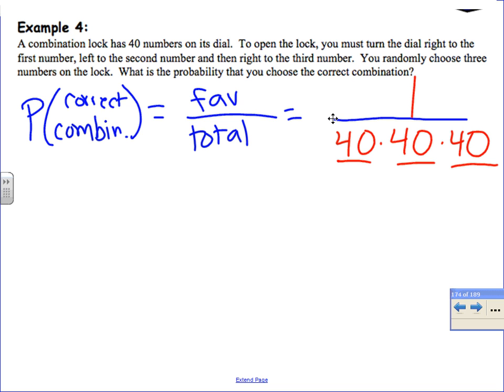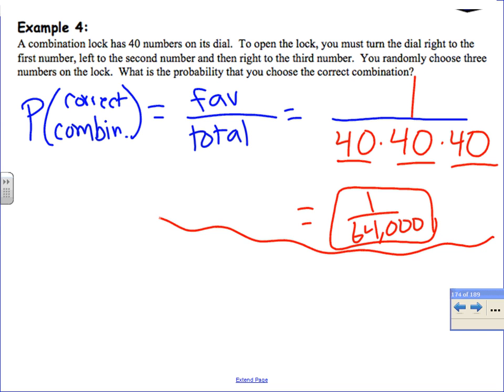Thank you. That's where I was getting. Okay, 1 over 64,000 is the probability that you're going to get that locker opened. So this one was can have repeats. This answer was if you're allowed to repeat the number on your locker combination.